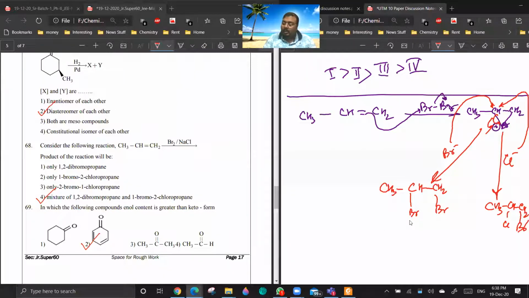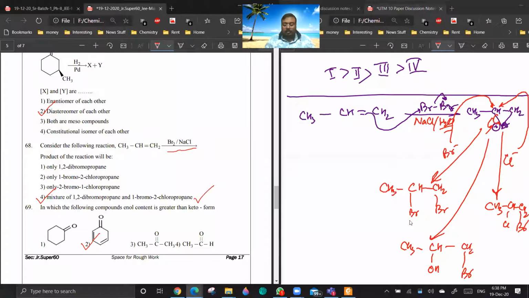I think I have discussed a slightly better version of this where I also included aqueous NaCl. In that case, you will also get a version which contains the chlorine and OH. Are you getting a point? But since water is not mentioned here, only these two products will be there. Getting a point?